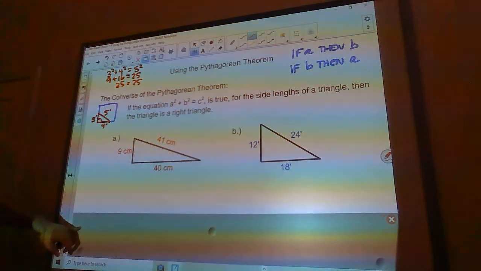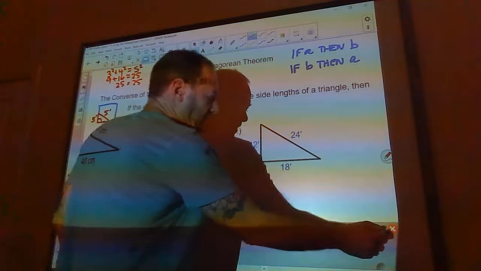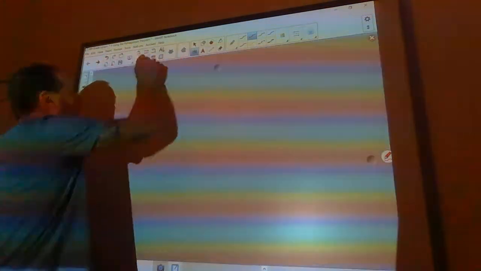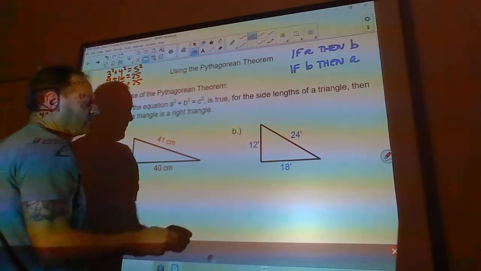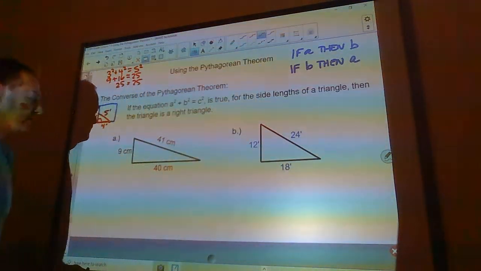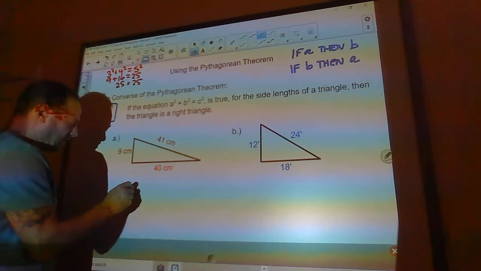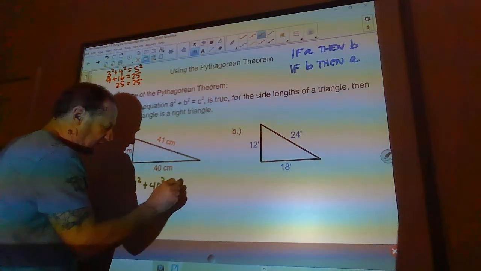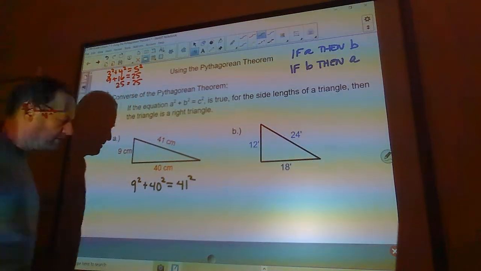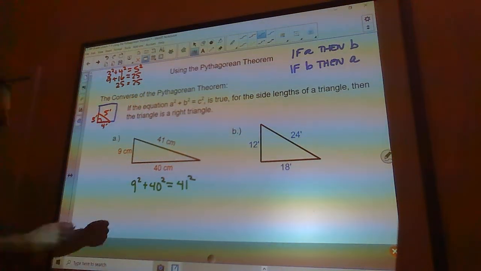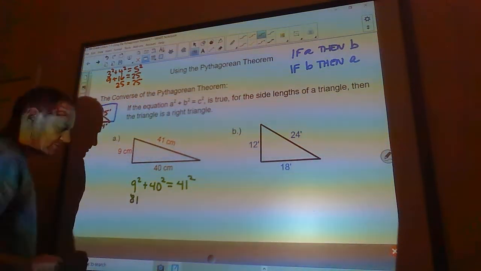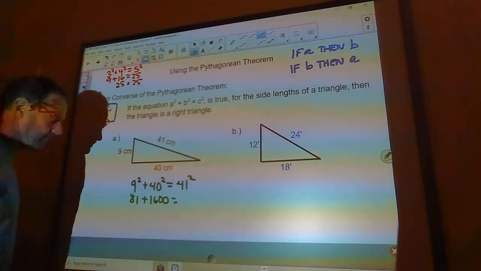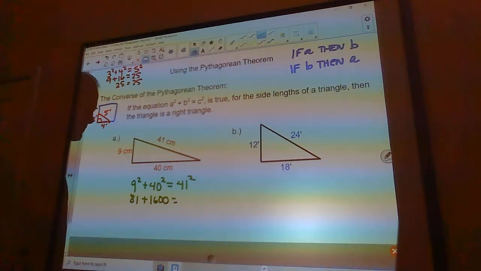So what we're going to do here is check to see, are these two things right triangles? All right, so here we go. We're going to say, okay, well, is 9 squared plus 40 squared equal to 41 squared? Okay, well, this is 81. I'm sure you all knew that. This is 1600 right here. That's pretty easy to do in your head.